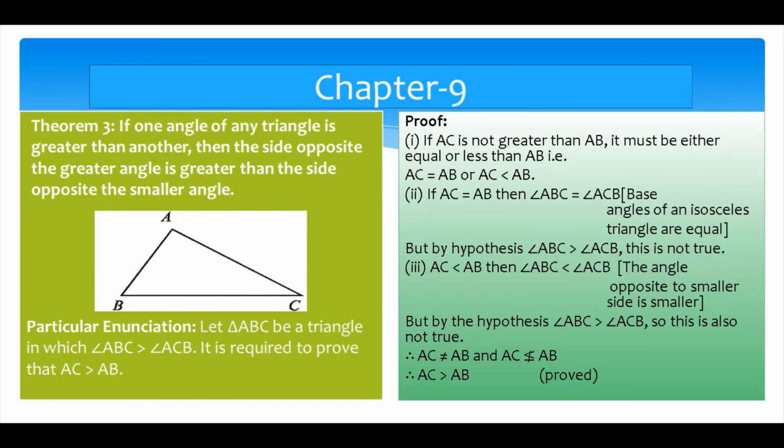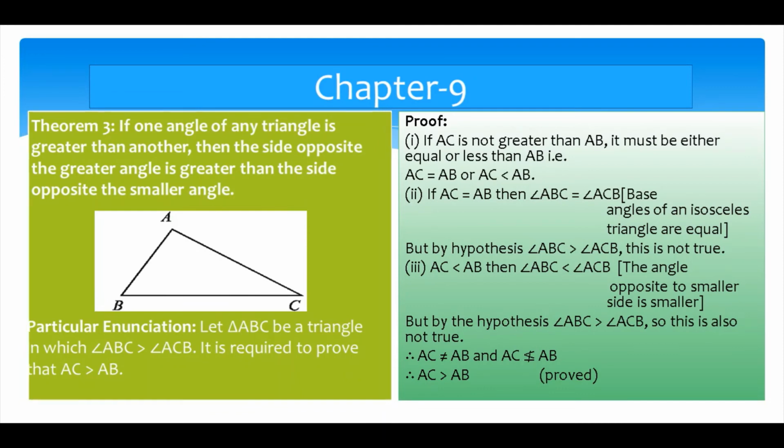Now we can write AC greater than AB, because we were trying to prove that AC equals AB or AC is less than AB, but that is not true. That's why you can write AC greater than AB. So this is our desired proof.